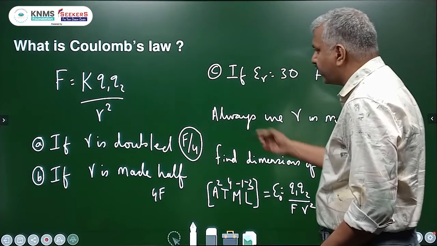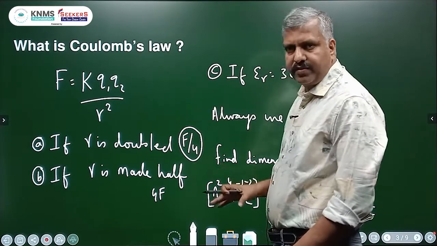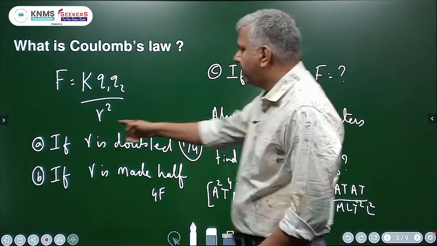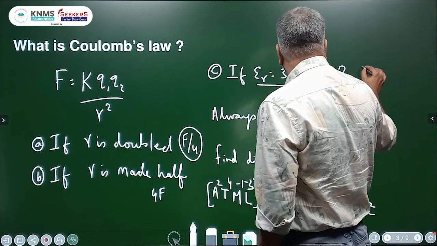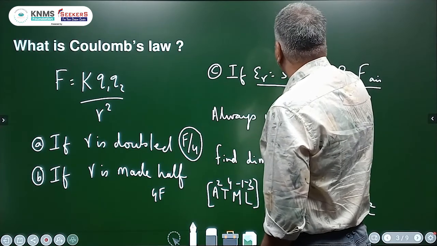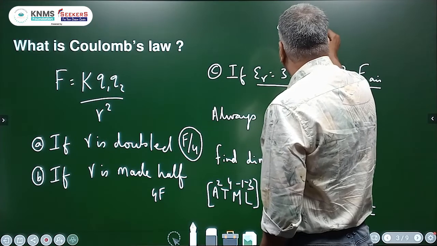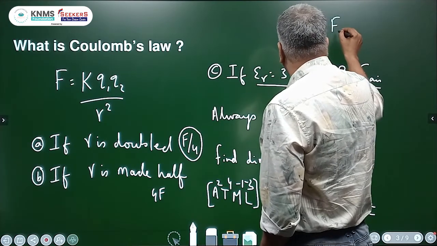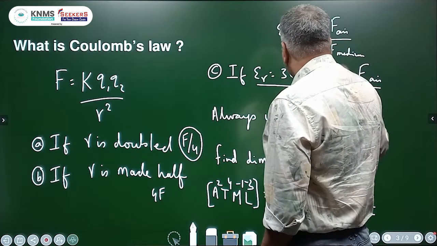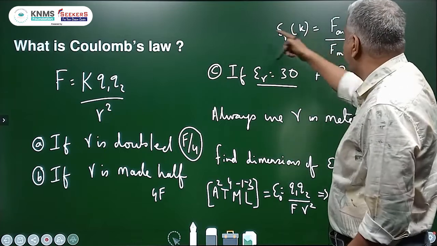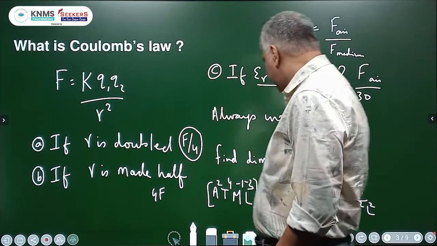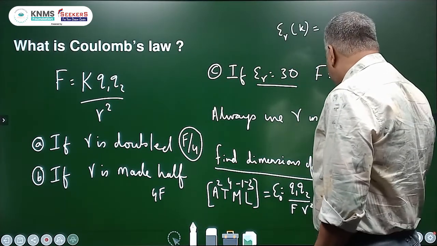The other kind of question is, suppose you put these charges in a medium where the relative permittivity is 30, then what will happen to the force? Very simply, epsilon will come in the denominator, so the force will become the force in air divided by 30. Remember, the dielectric constant ER, which is also written as small k, is equal to the force between the charges in air divided by the force in medium. If you remember this formula, then force in medium is equal to force in air divided by dielectric constant.